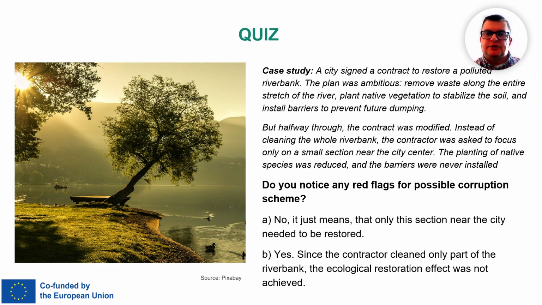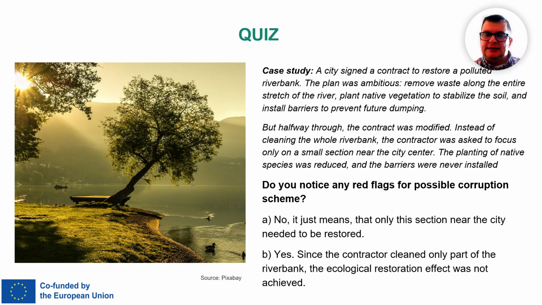Now it's time for a little quiz. Case study. A city signed a contract to restore a polluted riverbank. The plan was ambitious. Remove waste along the entire stretch of the river, plant native vegetation to stabilize the soil, and install barriers to prevent future dumping. But halfway through, the contract was modified. Instead of cleaning the whole riverbank, the contractor was asked to focus only on a small section near the city center. The planting of native species was reduced, and the barriers were never installed.